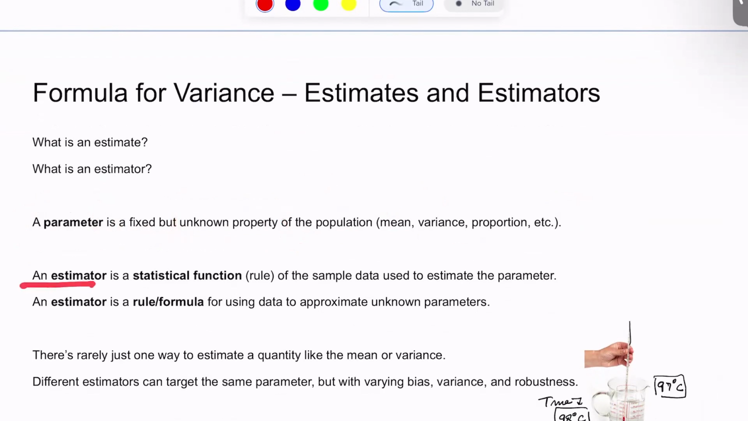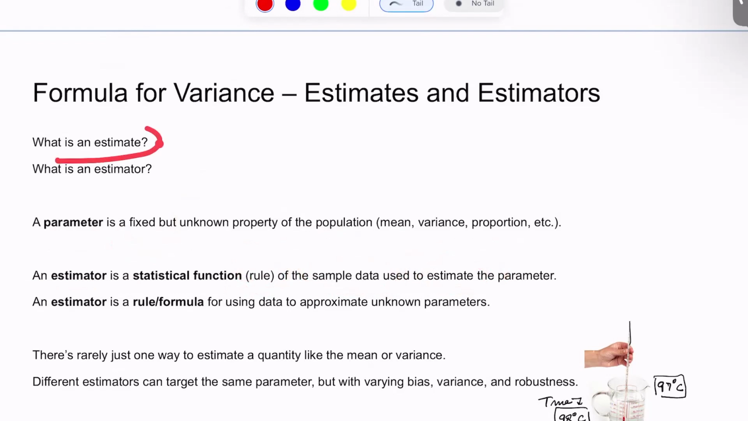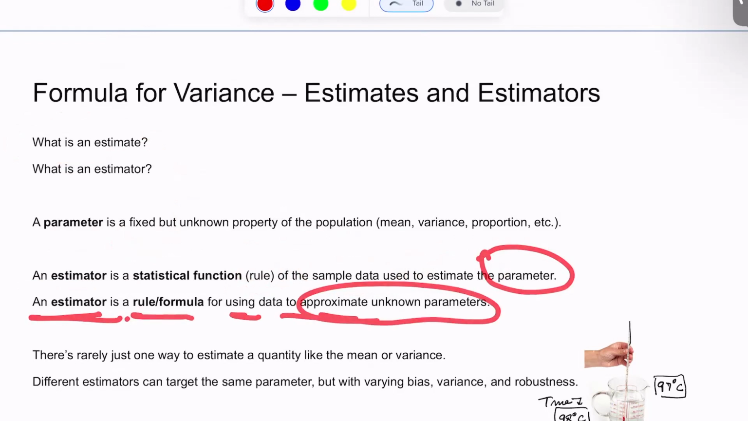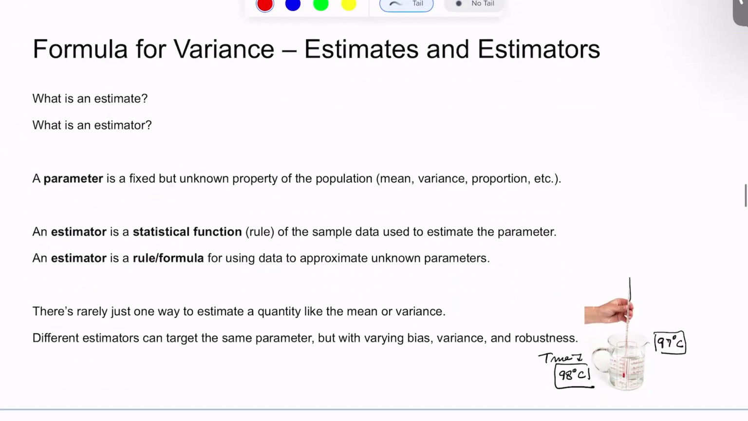So an estimator now is a statistical function or a rule that uses the available sample data to estimate this unknown parameter. Basically, the estimate becomes a guess or a measured quantity for this parameter. So an estimator is a rule or a formula using this data to approximate or estimate the unknown true parameters for a population. Now there can be multiple ways to estimate a quantity like mean or variance or any parameter using multiple estimators.